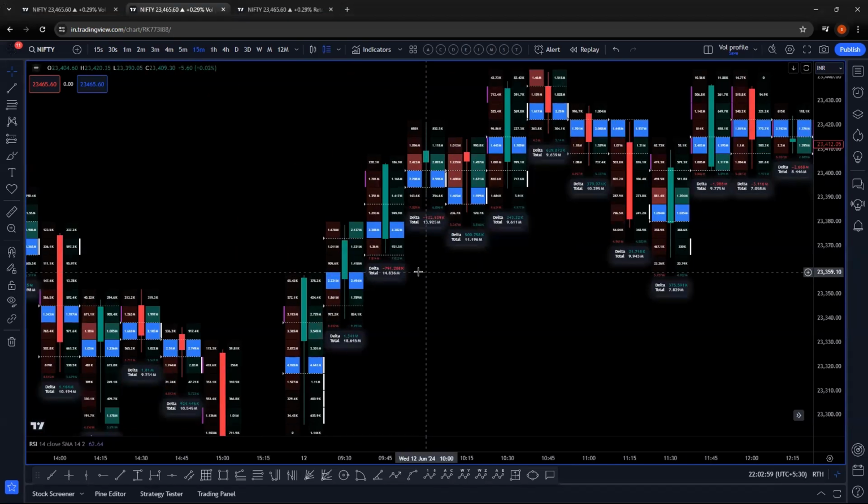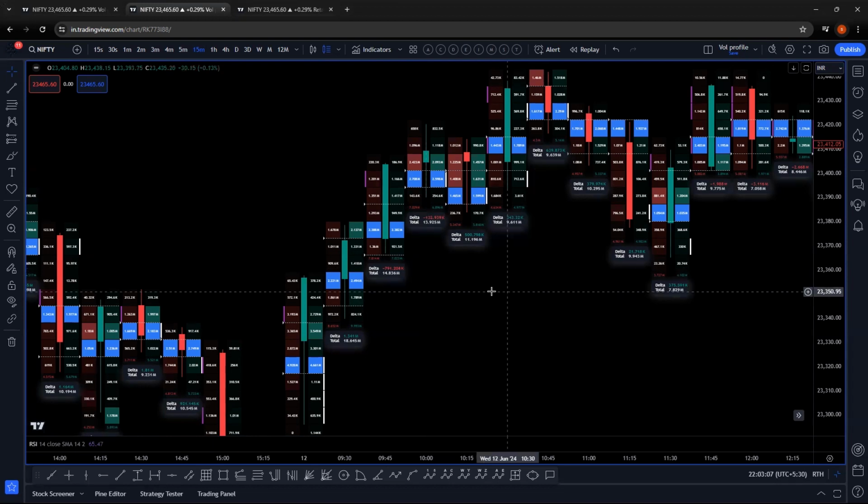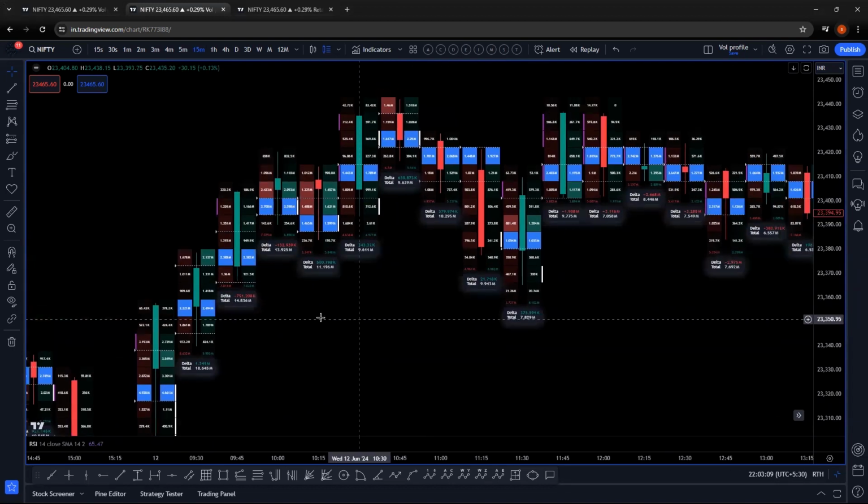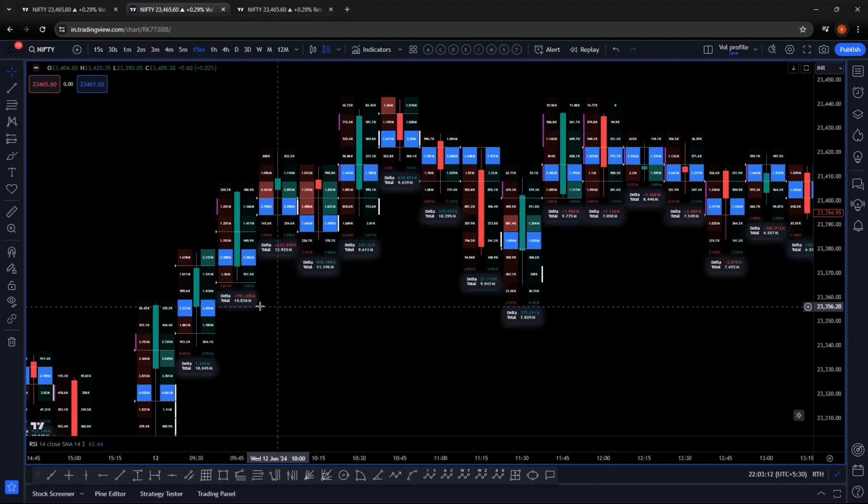This is a story of NIFTY on 12th June and 13th June, right? I have taken this time frame to show you clear-cut examples. But before that, I want you to know why. Why do we study this volume analysis and what it can tell us?